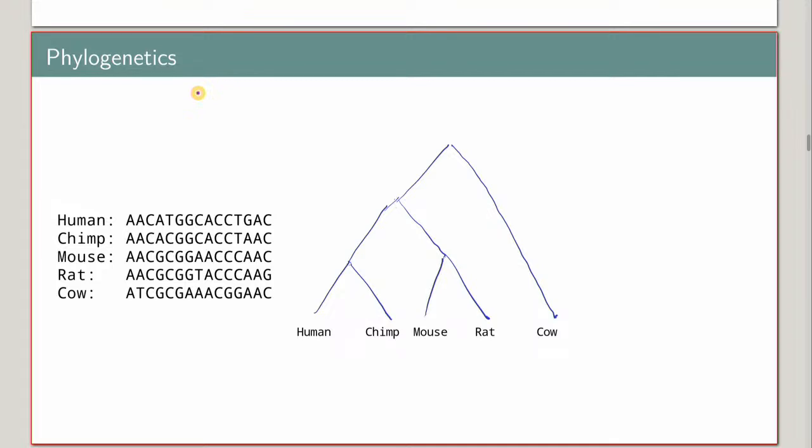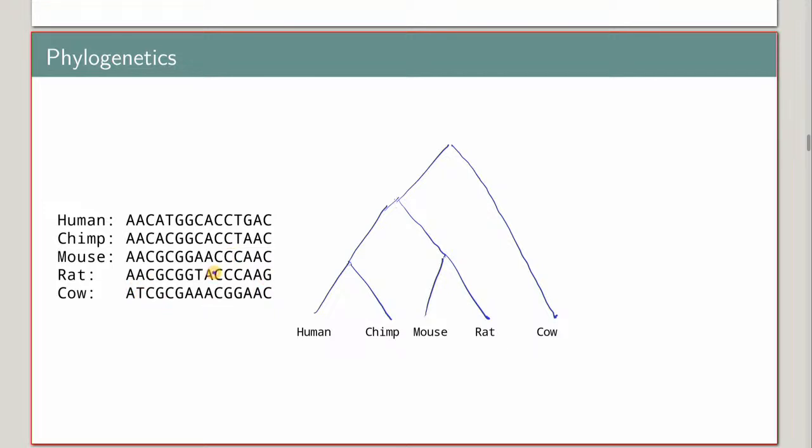So what kind of information does this give you? The basic thing it could give you is the number of mismatches between 2 species, which is kind of a proxy for the distance between them. So if you look at human and chimp, in this case, there are 2 mismatches between them. If you look at mouse and rat, again, there are 2 mismatches. But if you look at, let's say, chimp and mouse, you have 1, 2, 3, you have 3 mismatches in this case.